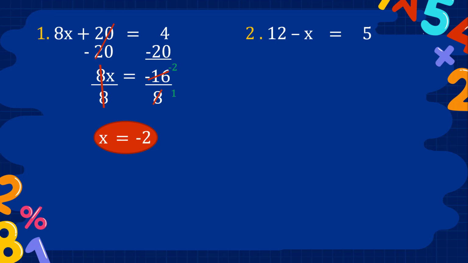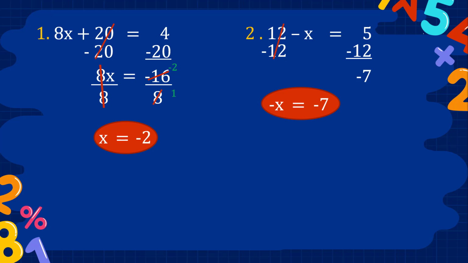Question 2. 12 minus x equals 5. First, we remove the 12. Here, there is no plus or minus sign in front of the 12. If you ever come across an equation like this, you will always read the number as a positive integer. Now to eliminate the 12, we subtract 12 from this side, and we subtract 12 from the other side.